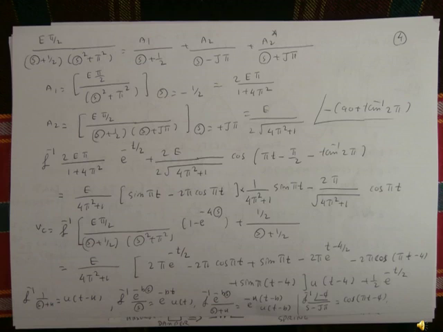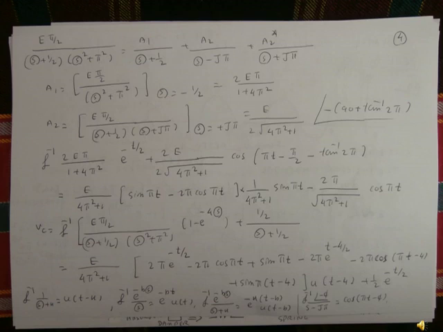Then we substitute s equal to minus 1/2. So there will be 2e^π divided by (1 + 4π²). Therefore A2 equals e^(π/2) divided by (s + 1/2)(s + jπ). In this case we substitute s equal to plus jπ. So there will be e divided by 2 multiplied by the square root of (4π² + 1). In this case the angle is minus 90 plus tan inverse of 2π.